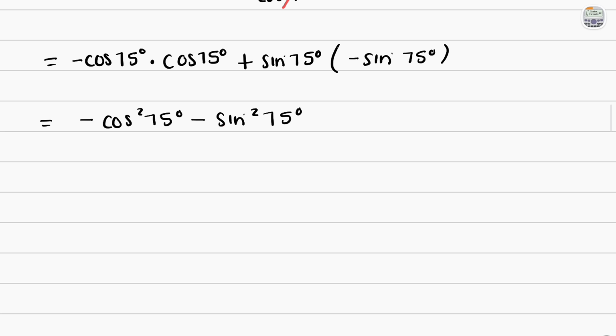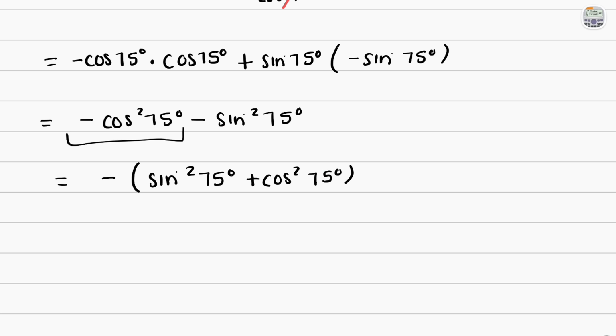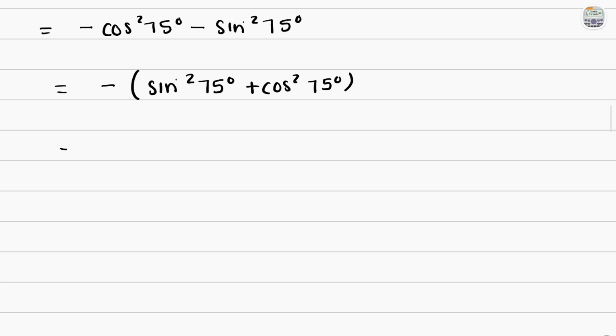And you can already see they're clearly using the identity sine squared theta plus cos squared theta. We just have a negative common factor. So when we take out negative 1 as a common factor, what are we left with? Let's start with this second term, just so that the sine is before the cos. So we'll be left with positive sine squared 75 degrees. And then in this term, we'll be left with positive cos squared 75 degrees. And we can see this is our identity, sine squared theta plus cos squared theta. So it's equal to negative, and this is 1. And that is our answer.